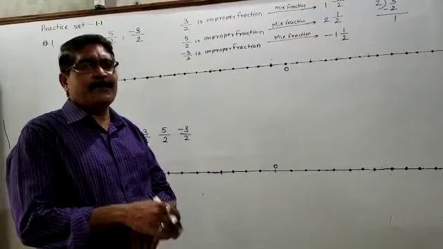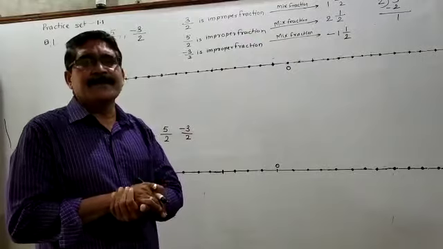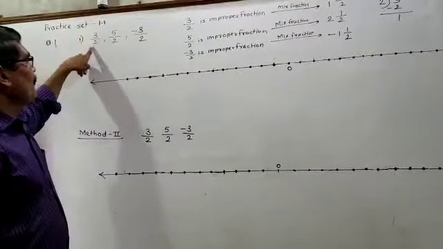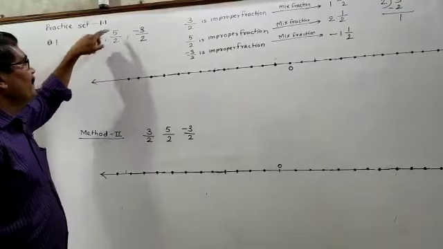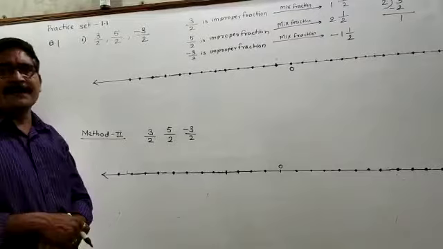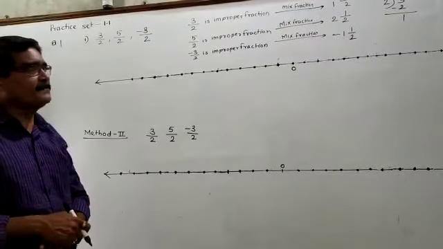If these are proper fractions, no problem at all. If these are improper fractions, at that time you have to convert them into mixed fractions. So this 3 upon 2 is an improper fraction because the numerator is greater than the denominator. Here also the numerator is greater than the denominator. Here the numerator is greater than the denominator. If the numerator is greater than the denominator, that time you have to convert it into a mixed fraction.